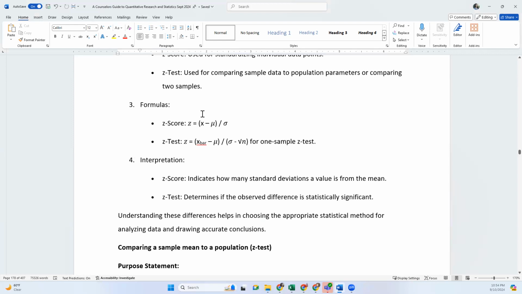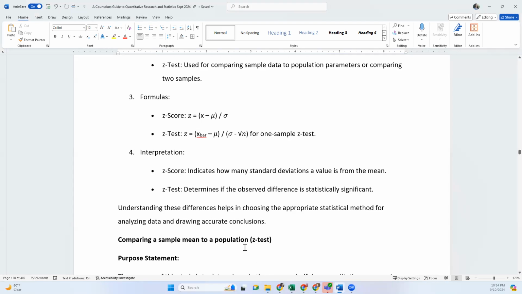Z-score is Z equals X minus mu divided by the standard deviation of the population, versus Z-test is the sample mean minus mu divided by the standard error measure. For Z-scores, I'm going to indicate how many standard deviations a value is from the mean. For Z-test, I'm going to determine if the observed difference is statistically significant and not due to just chance alone.